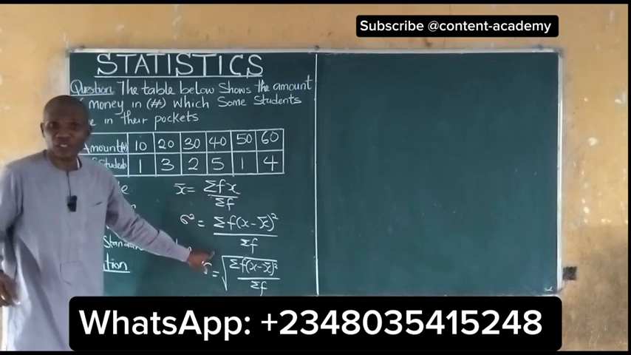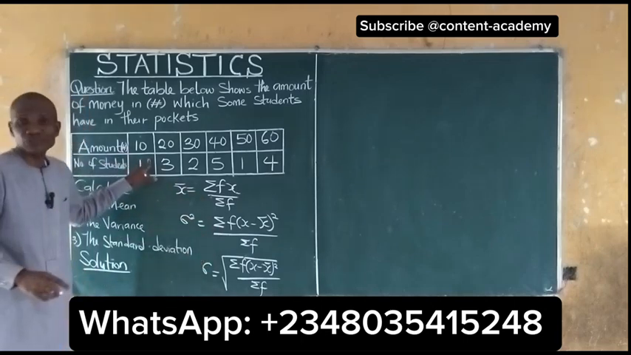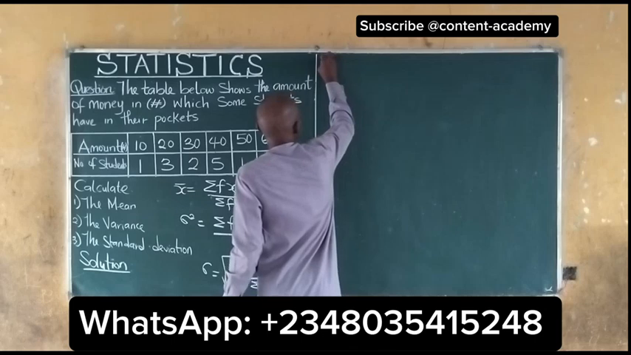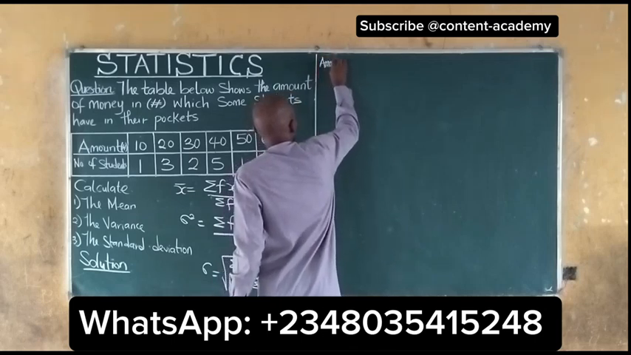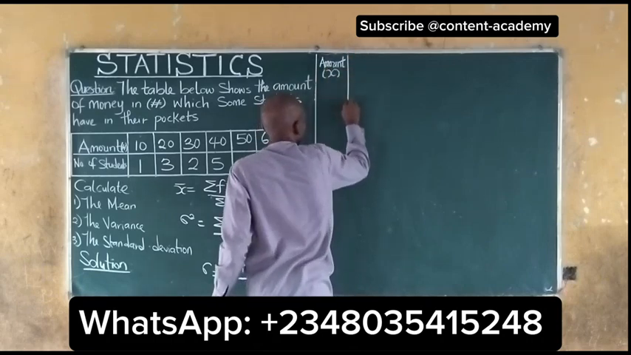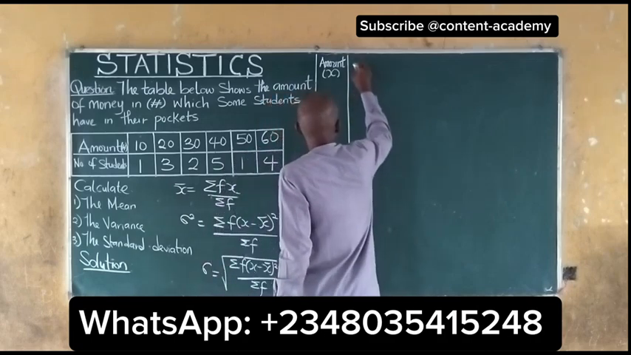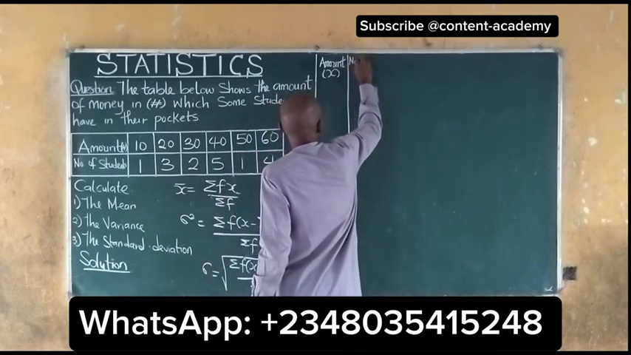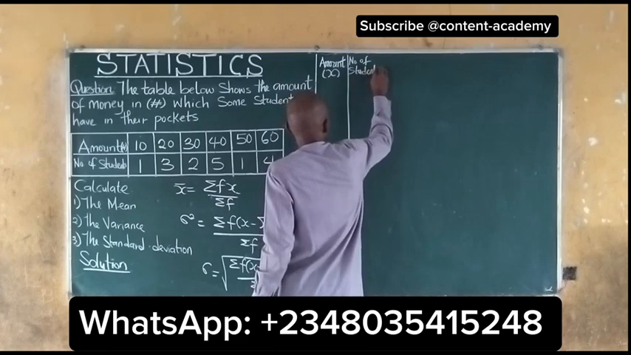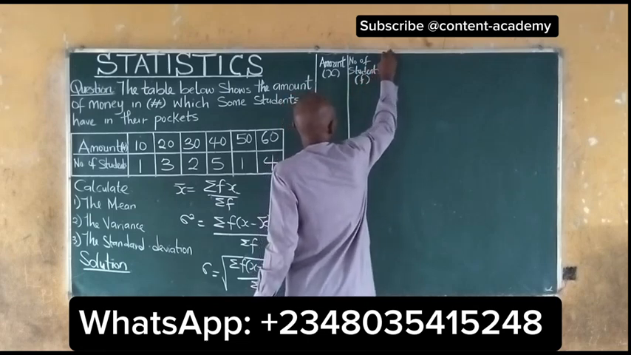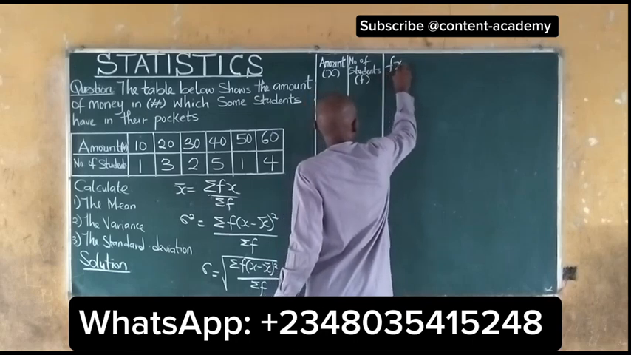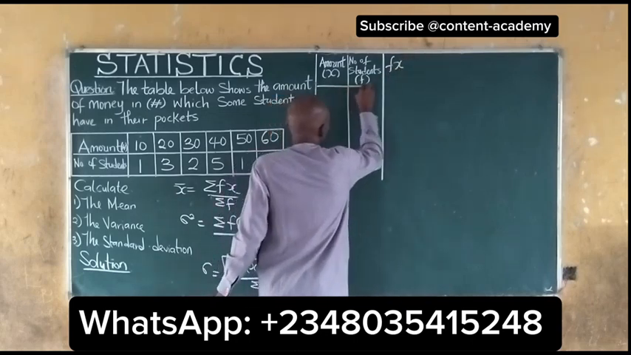For us to compute all of this, we need to rewrite this table. We need to form a table on this. Now, we have amounts, which is our x values. We have number of students, which is our f values, which is the frequency. Of course, we also have f of x, but first let's start with this.